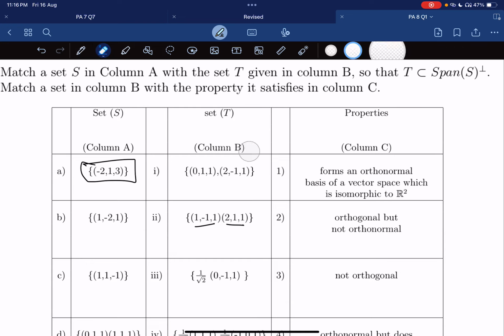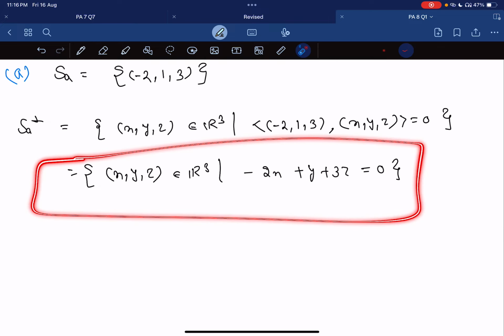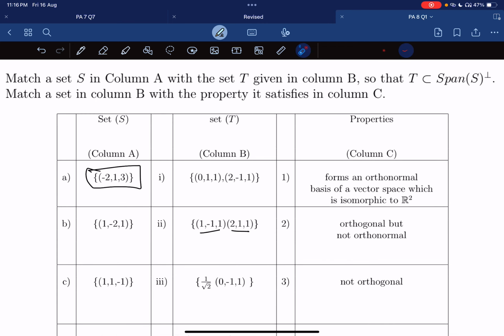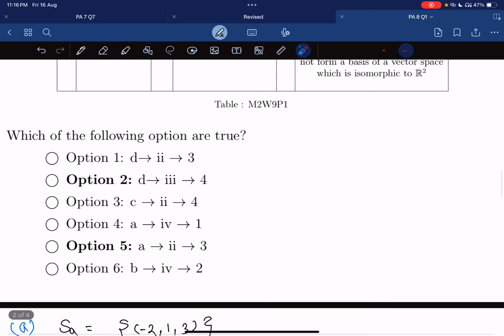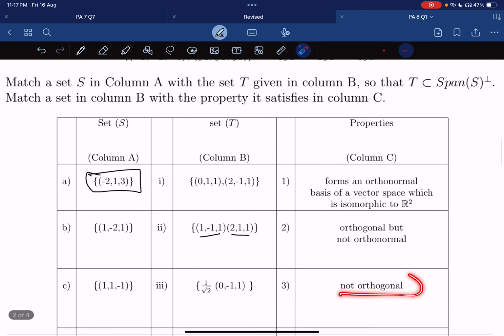So both of the vectors satisfy this condition, and we also know the dimension of this set is nothing but 2, so you get only 2 vectors. So this set belongs to the orthogonal complement for this set. So A will match with 2. If we look at the options, only the fifth option has A matching with 2, but here it is also saying that it should match with 3, that is, not an orthogonal match.